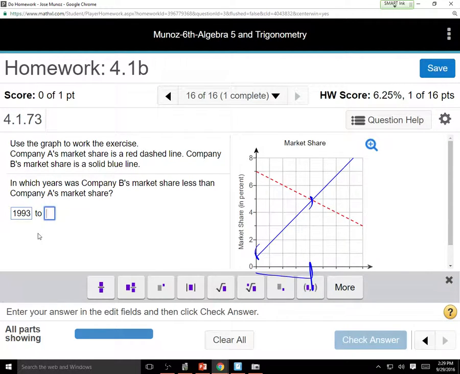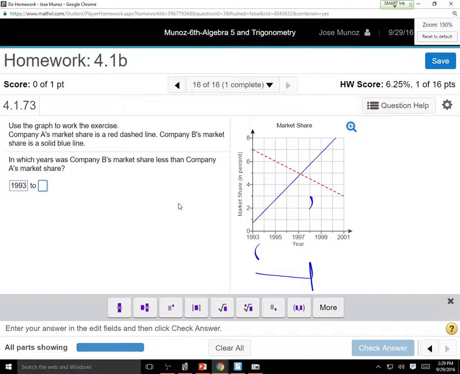Hey, no, I got it right. Never mind. We don't need it. Parentheses. Oh, the same thing.